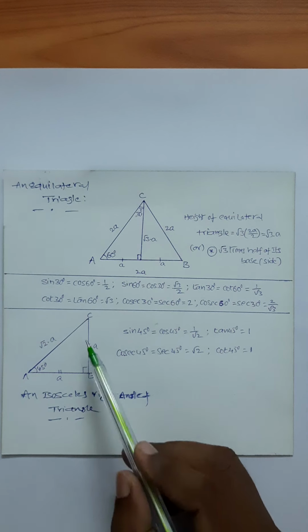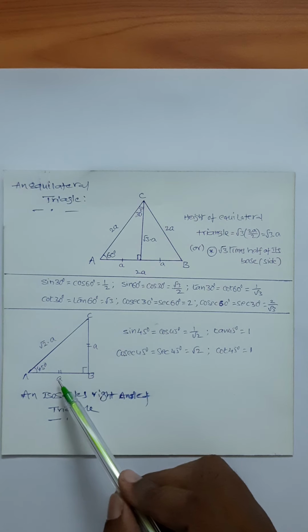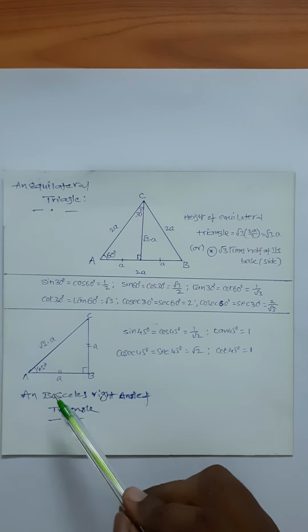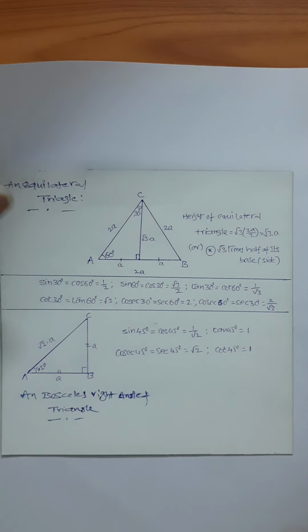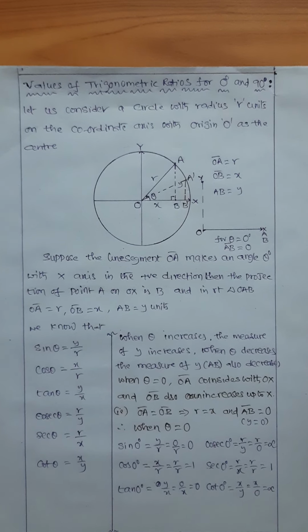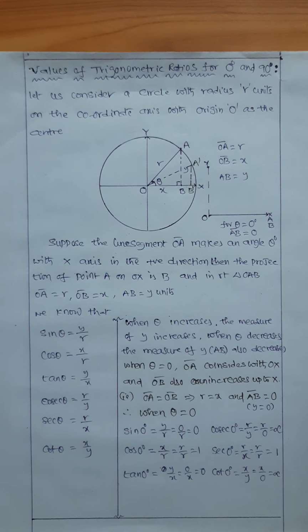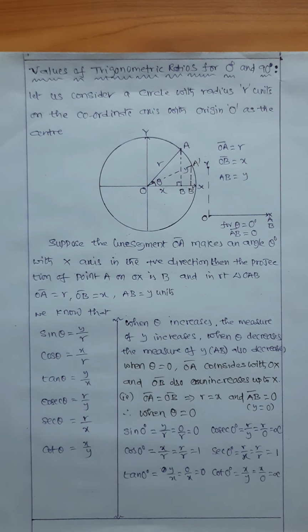And in an isosceles right triangle, its hypotenuse is root 2 times its equal sides, root 2 times a. In this video, we will discuss the values of trigonometric ratios for 0 degrees and 90 degrees. It is a little bit of a difficult concept. You have to pay concentration here.